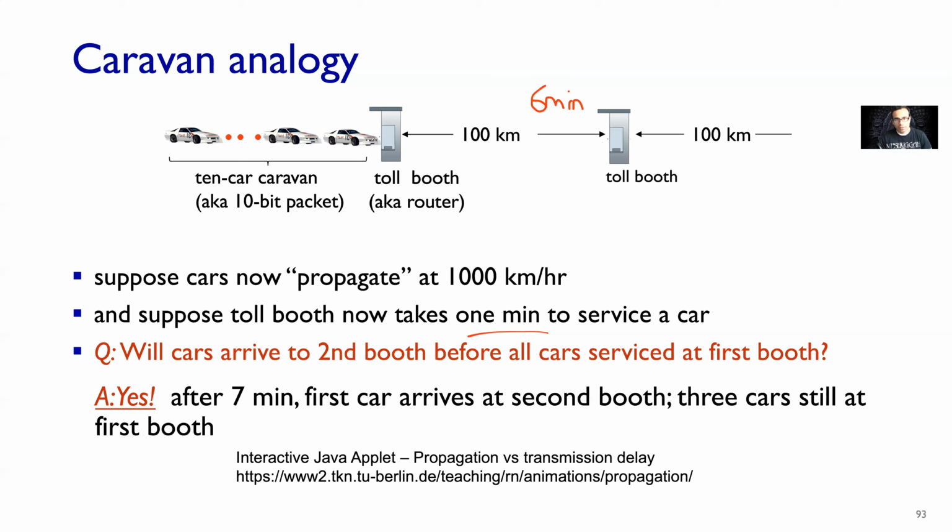So once a car has been pushed out, it will take 6 minutes for it to get to the other toll booth, right? And the time to push out a car is what? It is 1 minute, as we know. So the transmission rate is one car per minute, right?